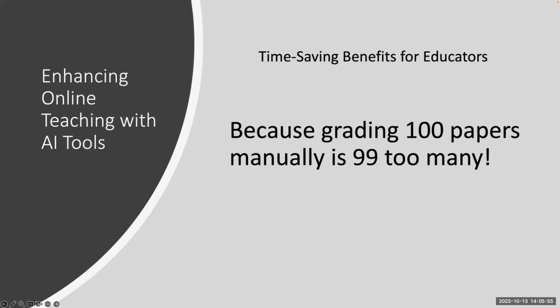But basically, here's the first slide. It says enhancing online teaching with AI tools, time-saving benefits for educators. And I told it to be kind of funny, which, you can be the judge, because grading 100 papers manually is 99 too many. I'm guessing that's supposed to be a joke, but yeah.